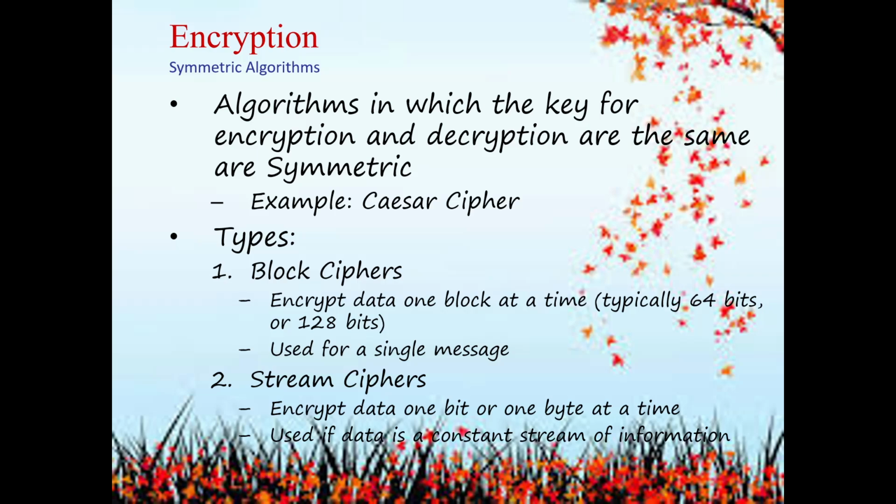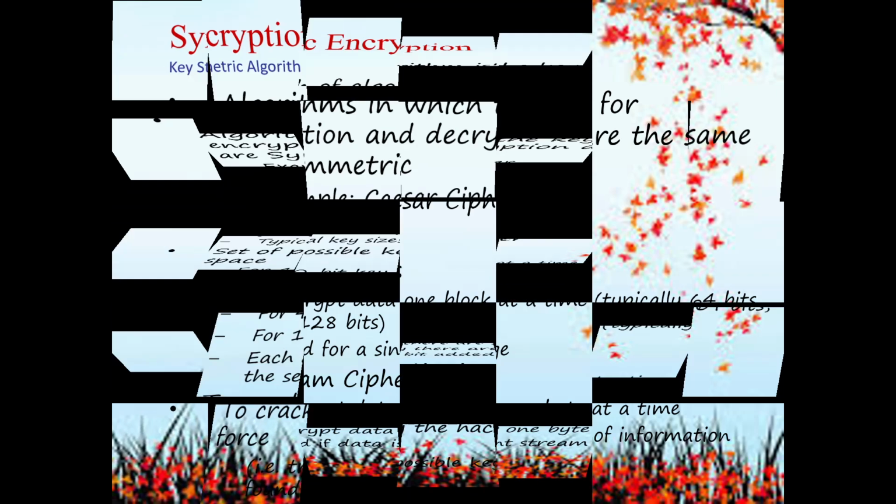For symmetric algorithms, for example the Caesar cipher, there are two types of ciphers: block ciphers and stream ciphers. A block cipher encrypts data one block at a time and is used for a single message. A stream cipher encrypts data one bit or one byte at a time and is used if data is a constant stream of information.